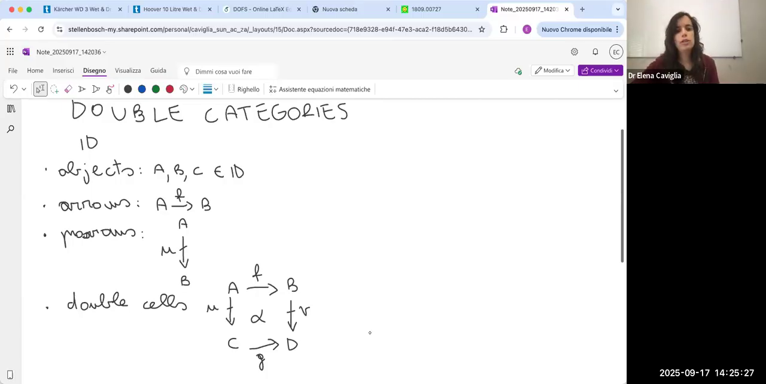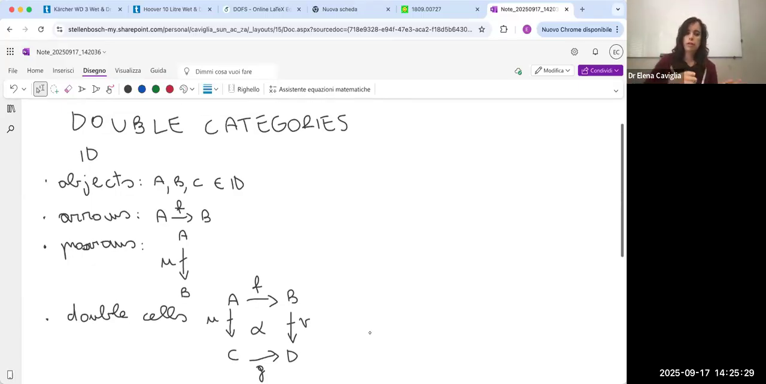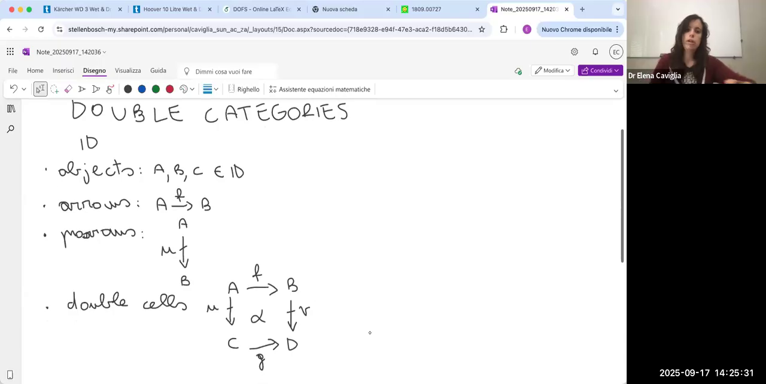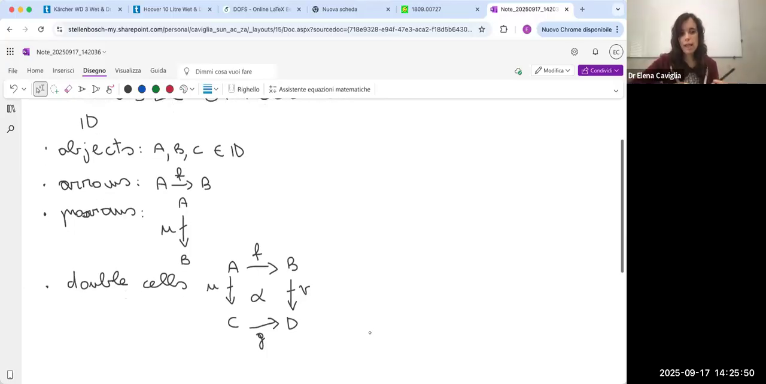Okay, and now we need to be able to compose all these kinds of things. Of course we will be able to compose arrows in the usual sense, but we will also be able to compose pro-arrows in the other direction. And we will also be able to compose double cells. And now we can compose double cells in two ways. We can compose them vertically or horizontally.